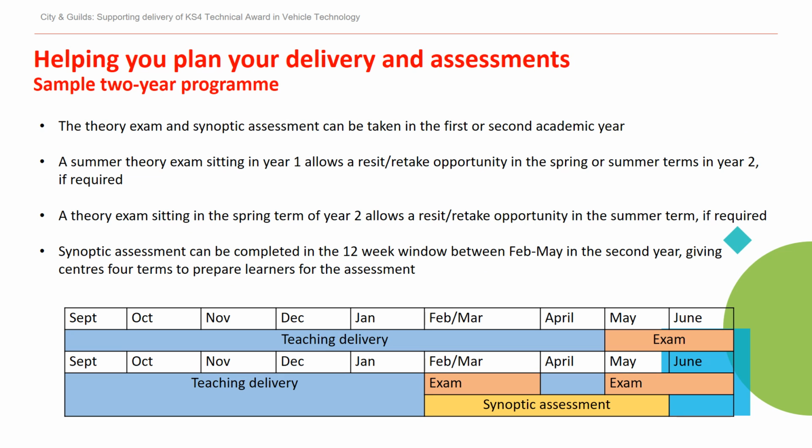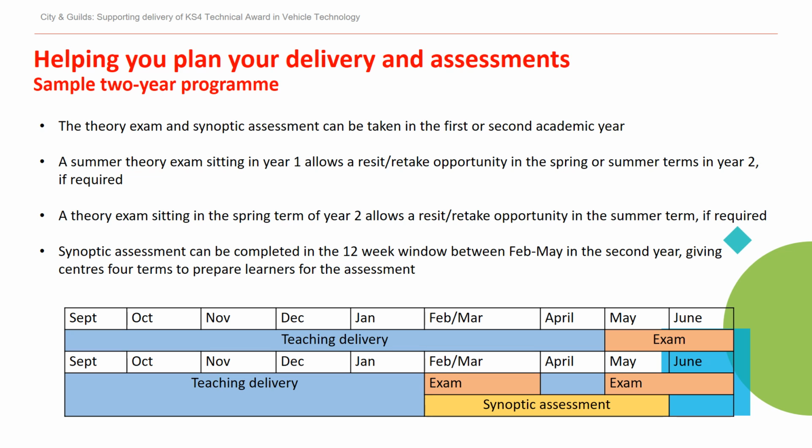This slide looks at what a 2-year delivery programme could look like. It's a sample really, showing you how to plan your delivery over 2 years. And this is just a suggestion, because each centre will have their own models and their own timetabling. So in year 1, you could focus on the delivery of the syllabus, and you could maybe enter your learners for the May-June exam series at the end of year 1. So there's something to work towards for the whole of that academic year.